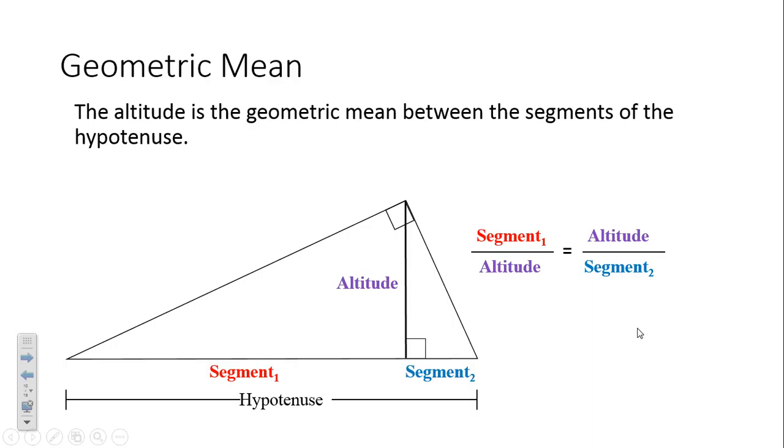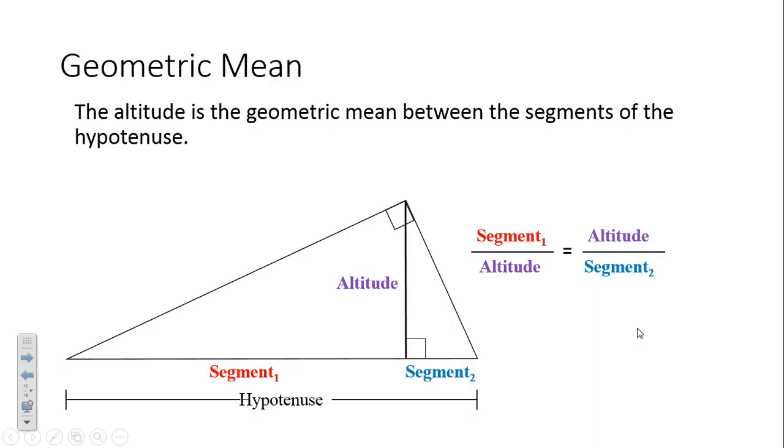So write that down. Segment 1 over altitude equals altitude over segment 2. So the altitude is the geometric mean between the two segments that it creates.